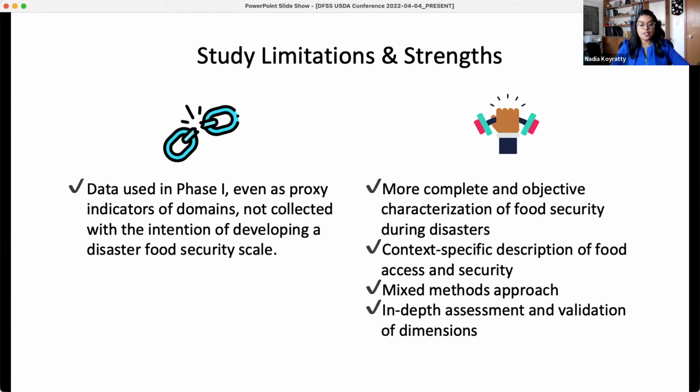And context specificity is also a strength. We will have information from a range of disasters varying from COVID-19 to hurricanes and tornadoes, as well as across geographic regions varying from New York, Vermont to New Mexico and Arizona. We also used a mixed methods approach, which will allow the contribution of members of the general public to provide information on their food insecurity experiences during disasters. And finally, we have planned an extensive assessment and validation of the dimensions of food insecurity during disasters.